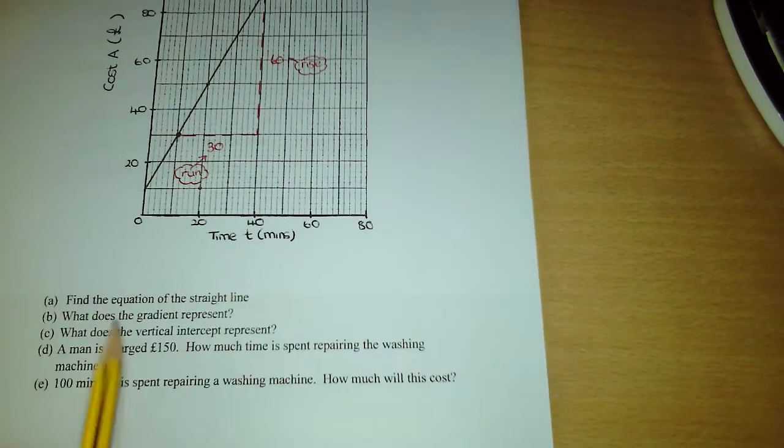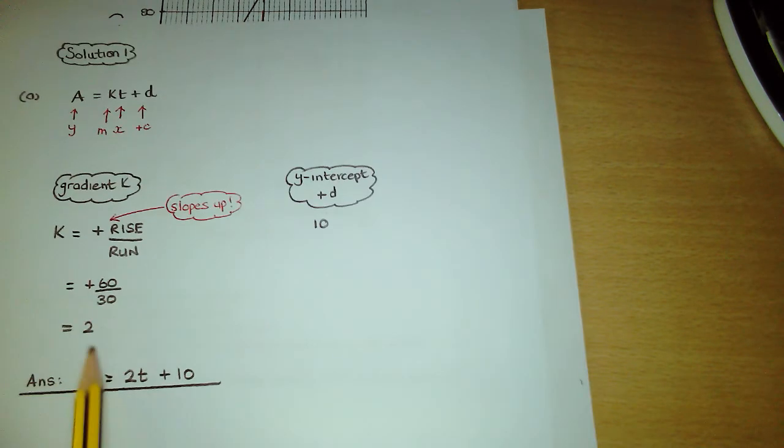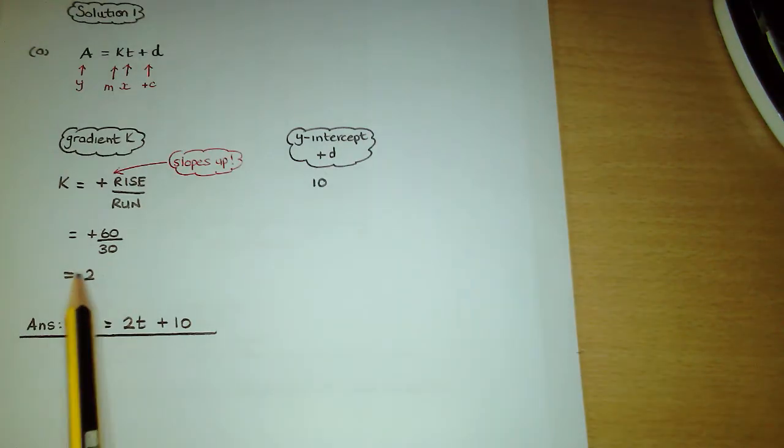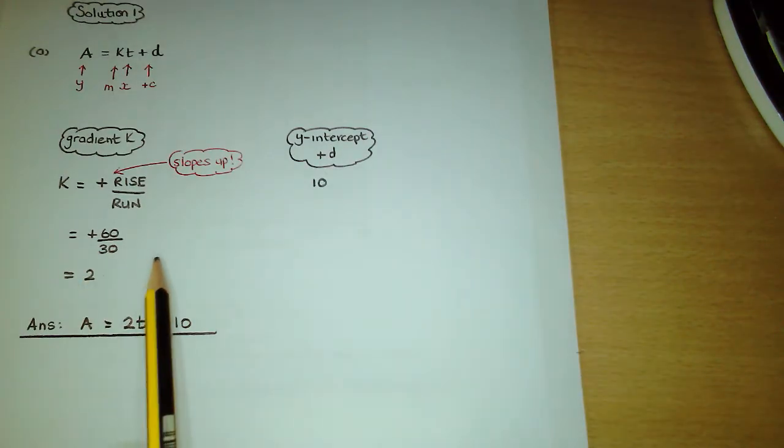Okay, part B, it says, what does the gradient represent? So we worked out the gradient to be 2. In these questions, the gradient is always the cost per time. Now, the cost is in pounds and the time is in minutes. So the gradient is £2 per minute.